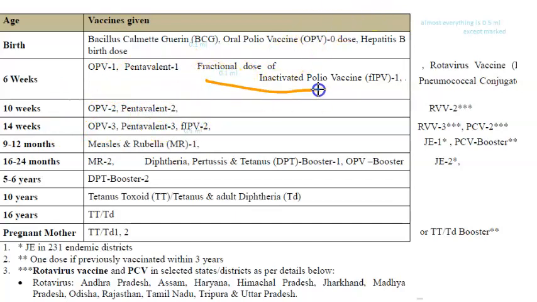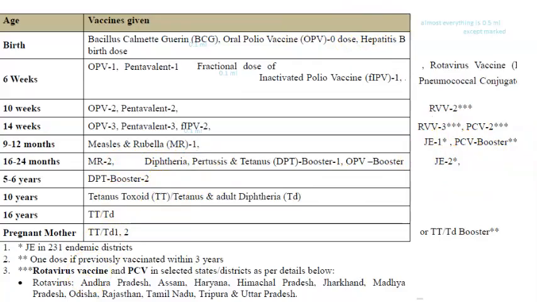Now they have a fractional dose of IPV. They're not giving the full inactivated polio vaccine; they're giving the fractional dose. So there is fIPV 1 and fIPV 2 here. Only 2 are enough. Then measles, rubella. Along with measles, rubella, they'll give Japanese encephalitis. Look at this: measles, rubella, Japanese encephalitis. But they'll give it only in endemic areas.